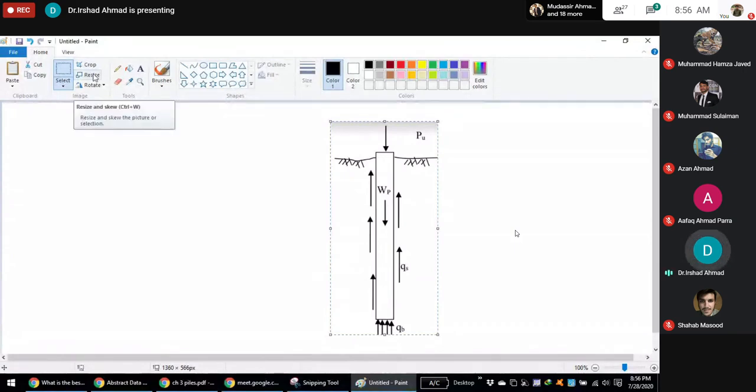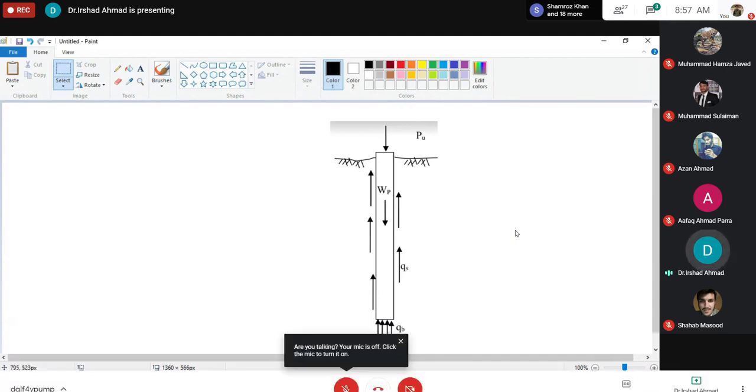See, this is a pile. On top of this, a load equal to the ultimate capacity of the pile is applied, which is PU, the ultimate load carrying capacity of the pile. This, in addition to the weight of the pile, is resisted by the skin friction, which is represented by QS, and at the bottom by the end bearing resistance, QB.